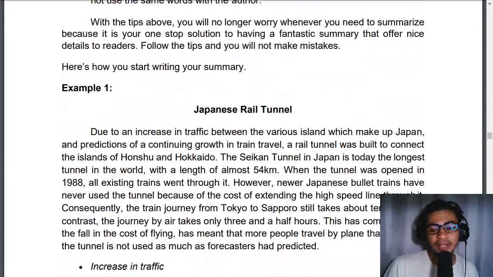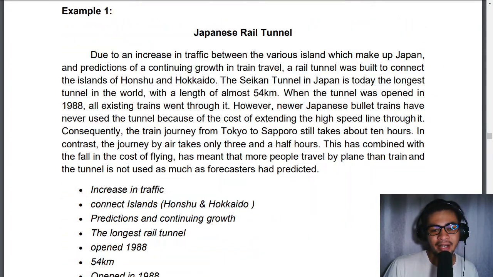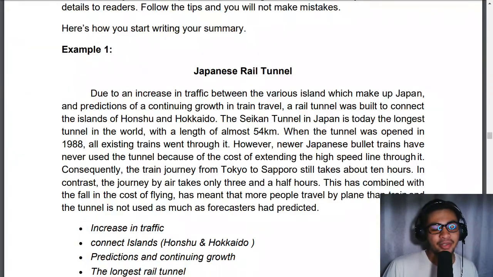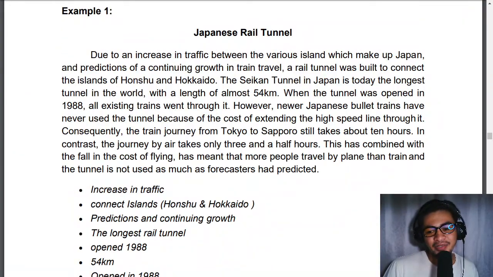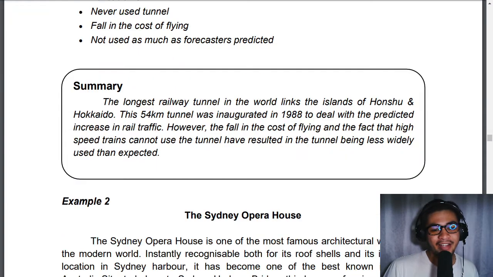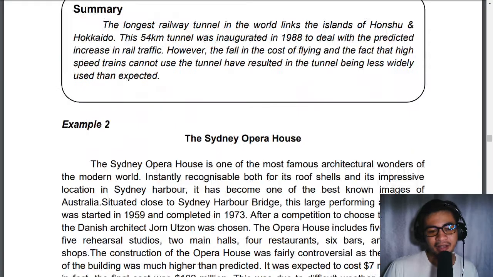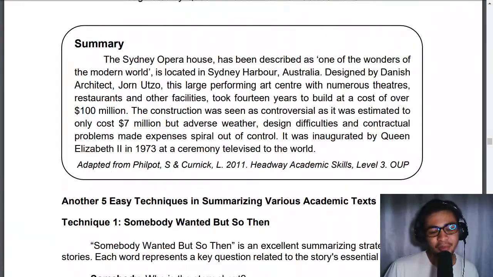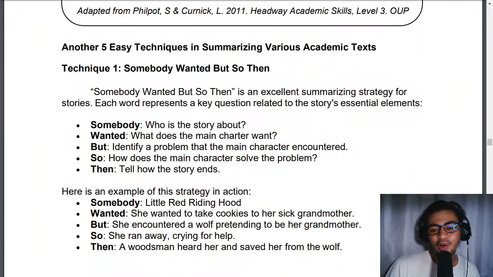Okay, example number 1 given here is the Japanese rail tunnel. Read it, I will put it up in the video. So, there is a summary. We are given a lot of statements here, bullet-type statements, but at the end it's just a short summary. Example number 2 is the Sydney Opera House. It's also long but the summary is short. So it should always be 1/3 of the total paragraphs or sentences used. Your summary should only be 1/3.